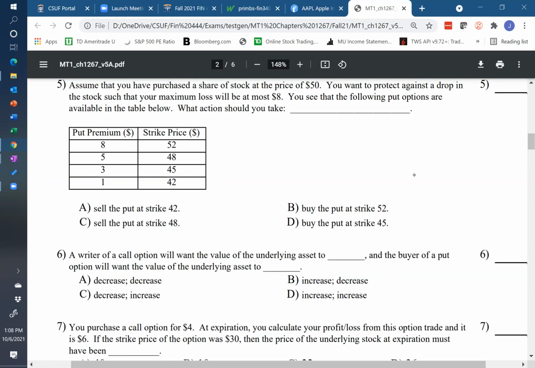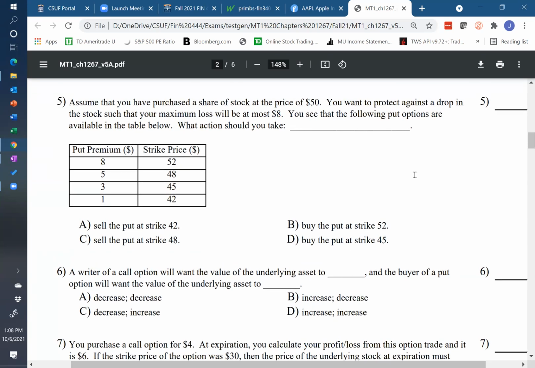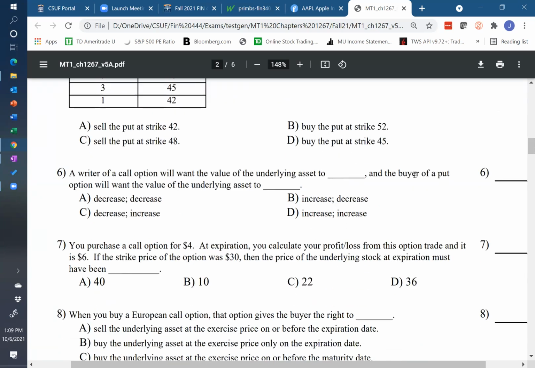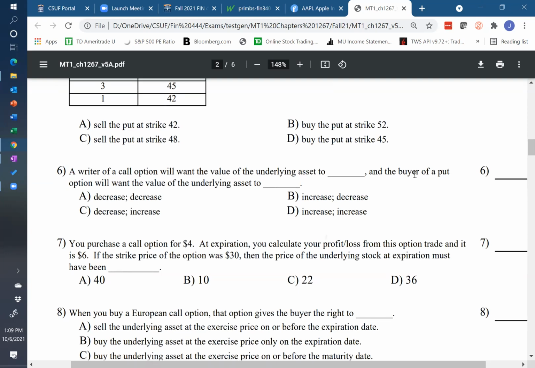It's B and D. And then the only question is, I want my maximum loss to be $8. I bought it at 50. So I look at these two different ones. Buy the put at strike 45. So if I buy it at 45, then what is my maximum loss just on the stock price going down? It's $5. Plus I'm going to have to pay the put premium. So that brings me up to $8. That would be my maximum loss. So that's the answer. Everybody okay with that? I'm just going to keep moving along. Let's just stop me.